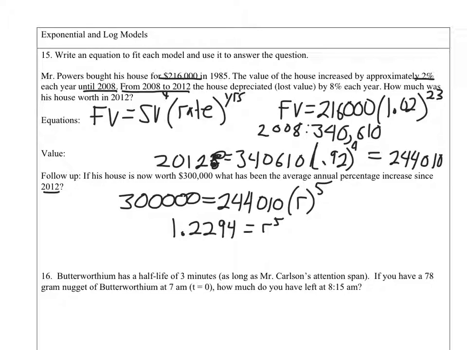To get the r by itself, we've got to take the fifth root of both sides. And the fifth root of 1.2294 is going to be 1.04. So that would be a 4% increase on Mr. Power's house since 2012.